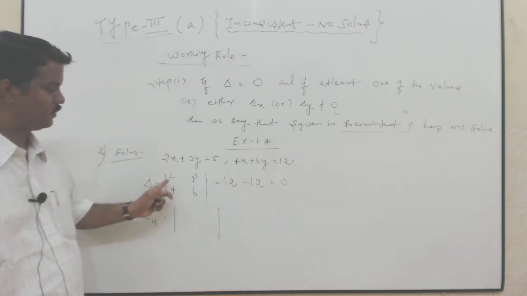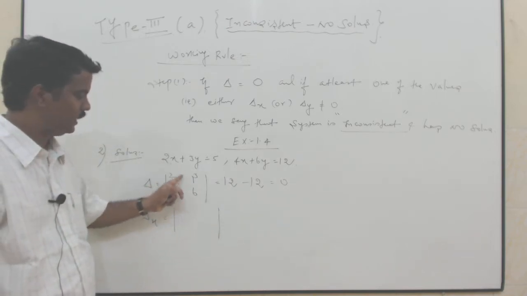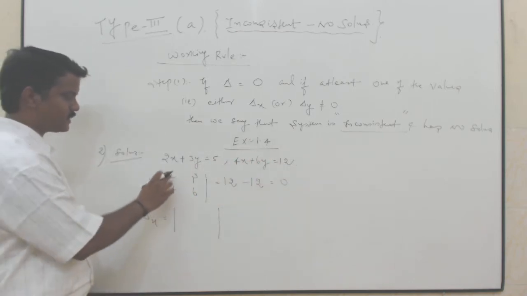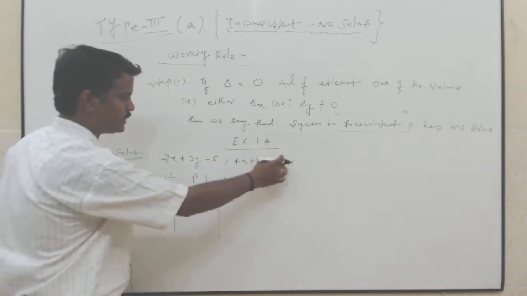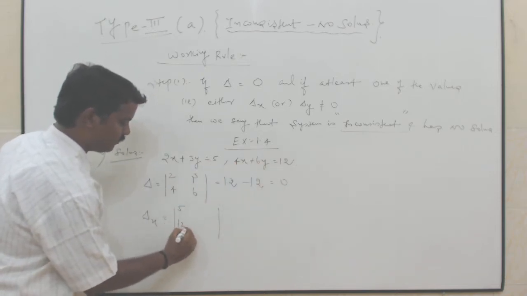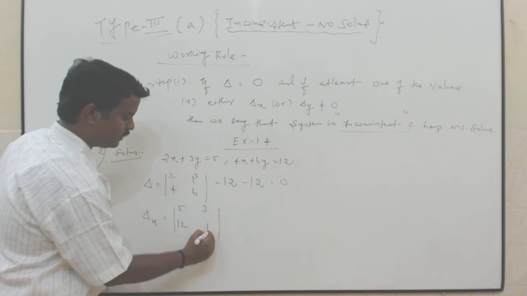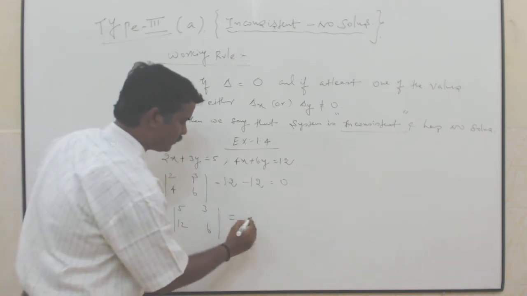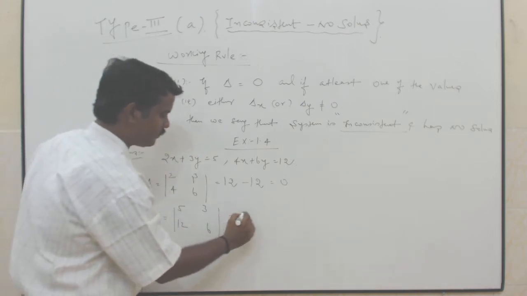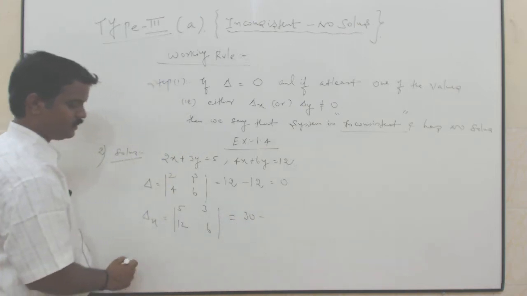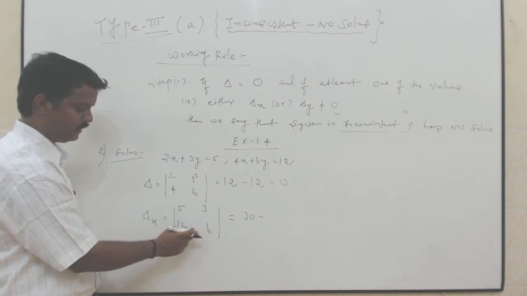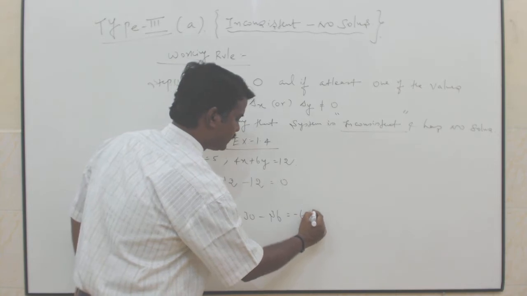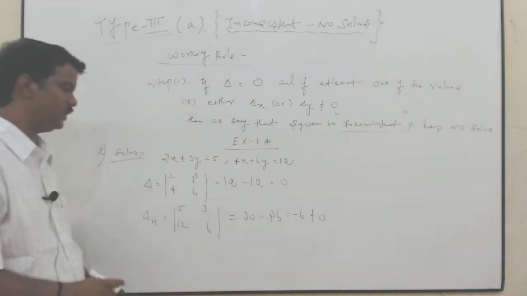How to find delta x? I told you in the previous class, no? You replace the first column by the right hand side constants. What is the first column? 2, 4. Remove that and place the right hand side constants here: 5, 12. Write the second column in delta x as it is. You expand this. What is 5 into 6? 30, minus 12 into 3, which is 36. That is minus 6, which is not equal to 0.